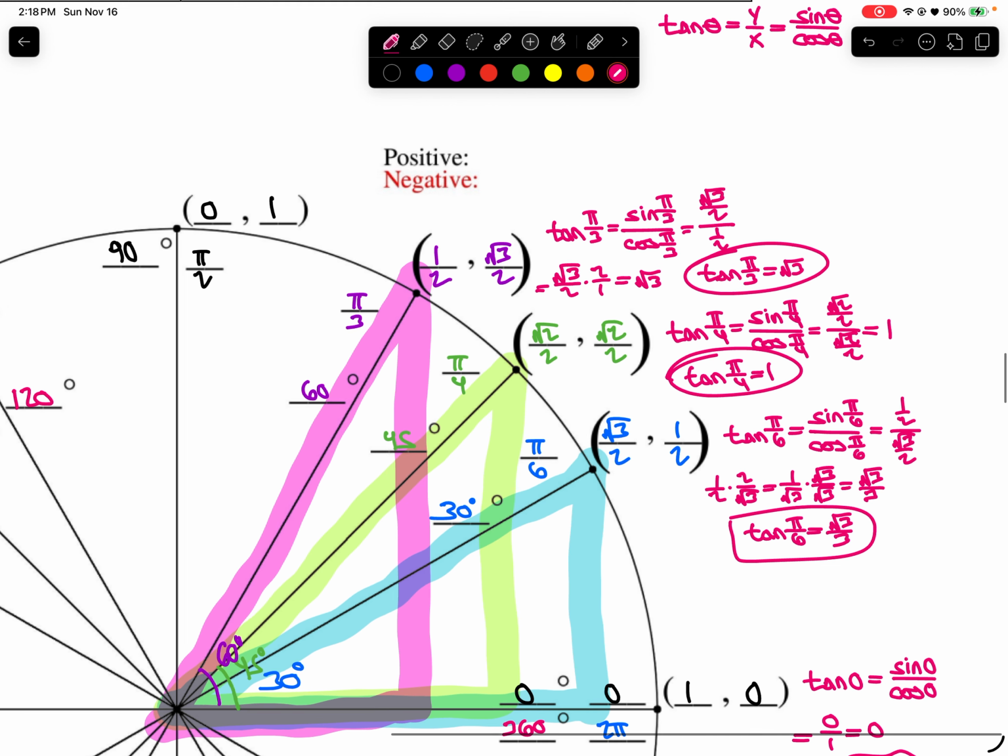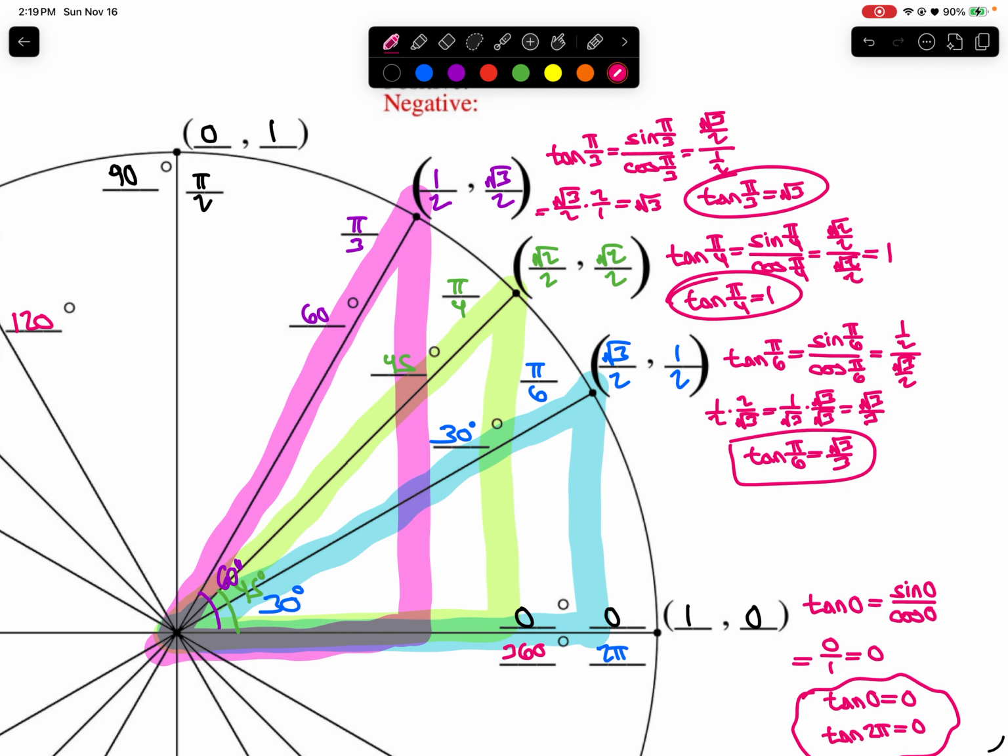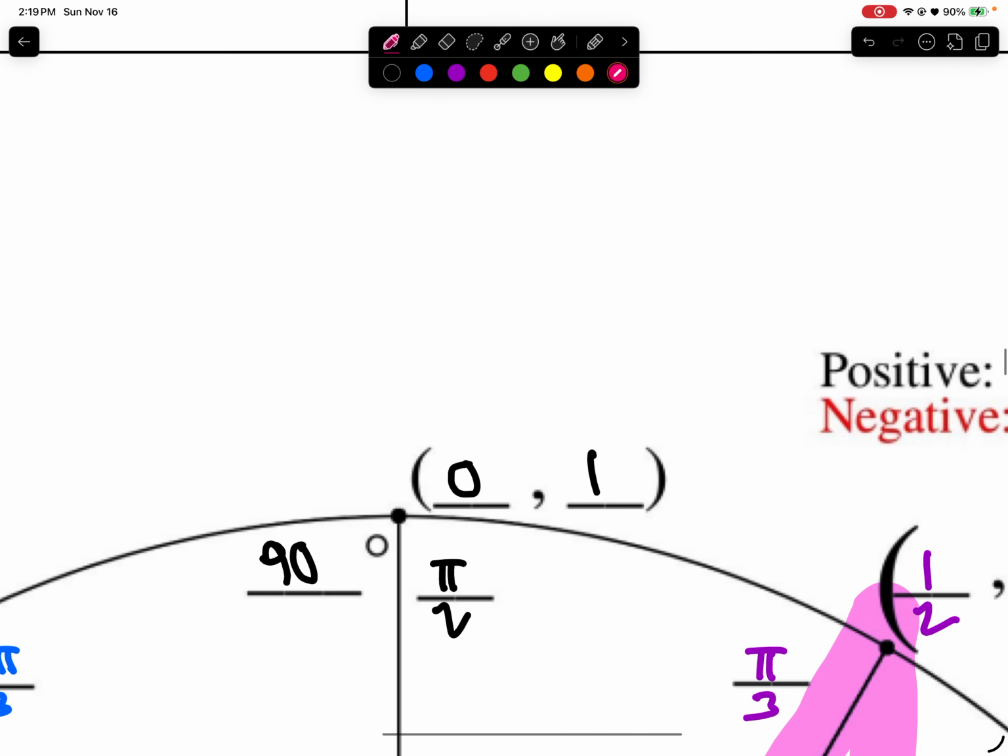So I'm circling those so you can kind of see what the value is and all this kind of mess. But I'm not going to solve each and every single one of these values. So now we're going to go up to pi over 2.